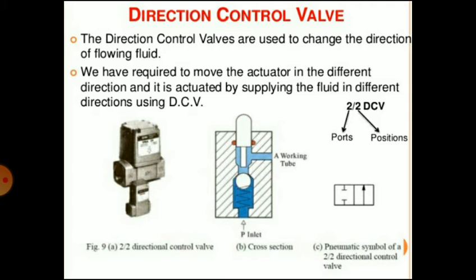In the diagram you can see the cross section of the valve. Then in diagram C you can see the 2 by 2 directional control valve. The first digit, that is 2, indicates the number of ports, and the second digit indicates the position. So 2 is the number of ports, and 2 is the number of positions. The number of positions is represented by a square.